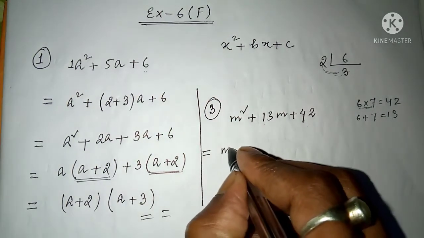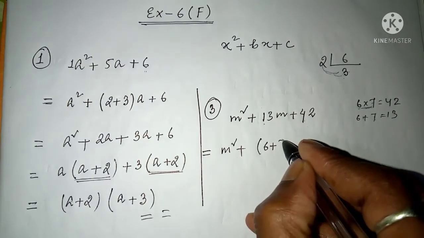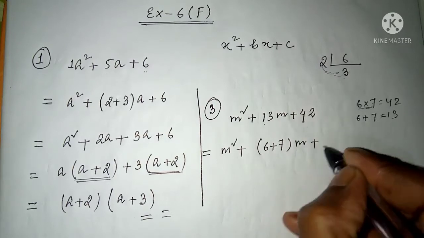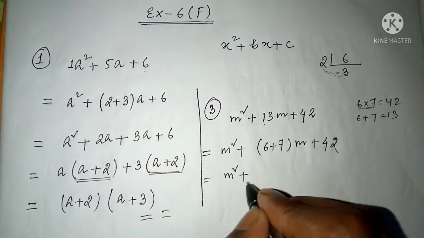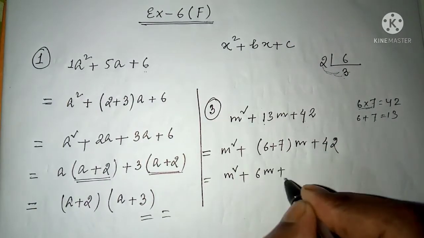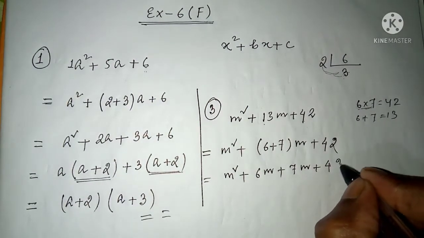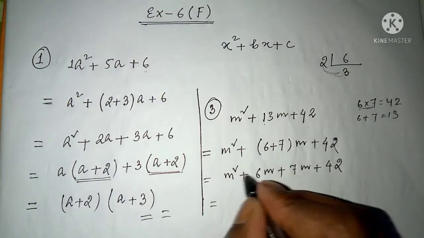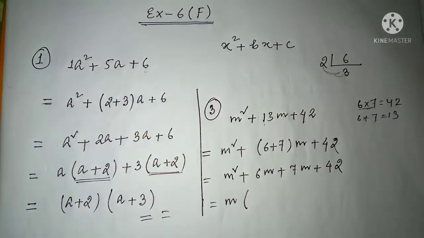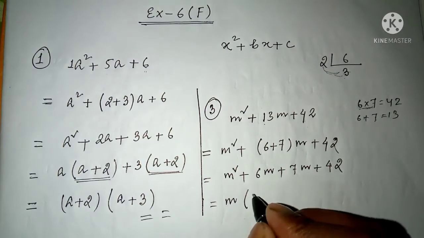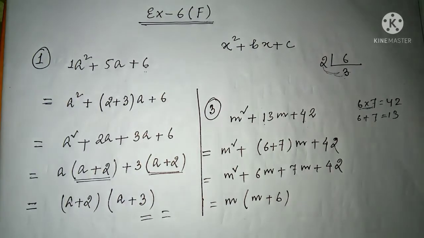Then you write here m square. Now this 13 can be broken in the form of 6 plus 7, and m as it is, then 42. Then m square, 6 into m, that is 6m, plus 7 into m, that is 7m, plus 42. From these two, m square and m, there is no numerical coefficient, so I can take m as common. 2 times m was here, 1 time is taken out, so 1 will remain here, plus from here m is taken out, so I will have 6 here.